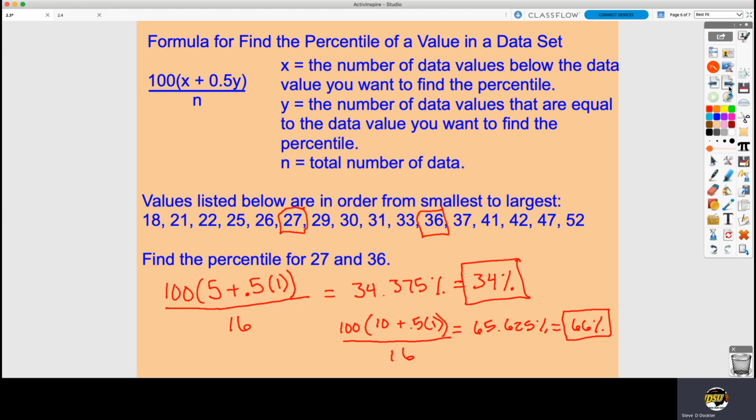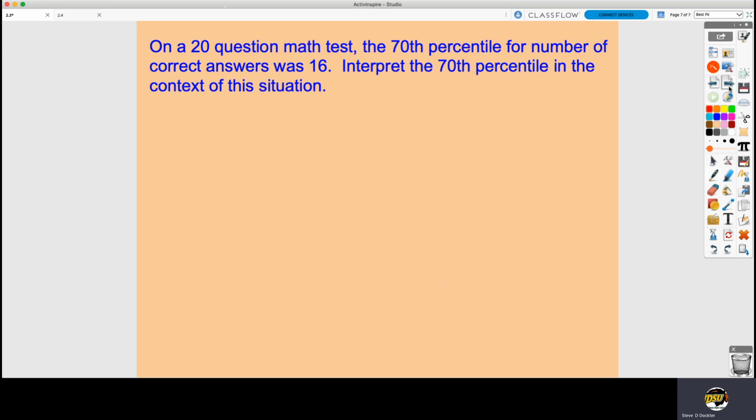One last page. On a 20-question math test, the 70th percentile for the number of correct answers was 16. Interpret the 70th percentile in the context of this situation. So basically what this question is asking is, what does the 70th percentile mean? If you got above the 70th percentile, how many answers did you get right? Over 16. That's one way you can interpret this.